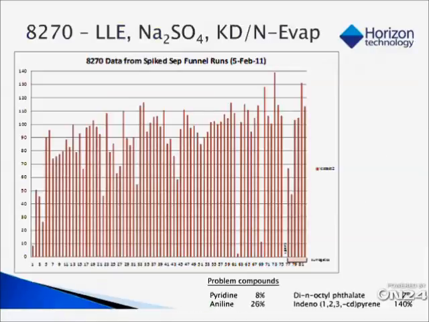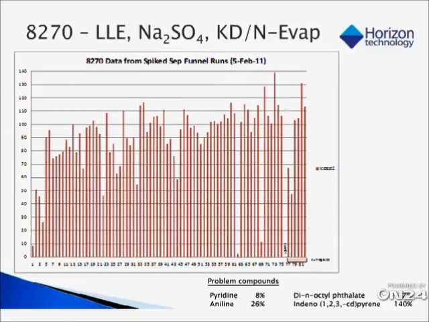Now, this shows the recoveries of a large suite of compounds with a traditional approach. Here, liquid-liquid extraction has been used, sodium sulfate drying, and an evaporation down to the volume of 1 milliliter. And you can see that the recoveries are all over the place. Some of the light end compounds are not retained. You can see that some of the bad actors are later in the recovery list. So there are some problems with the traditional approach.